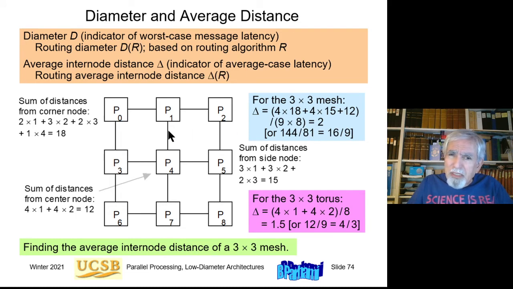Okay, so in this case, I have 9 nodes. 9 squared is 81, and the average distance comes to 16/9. Either interpretation is correct, but it's cleaner to do it this way. I'll basically show you why.